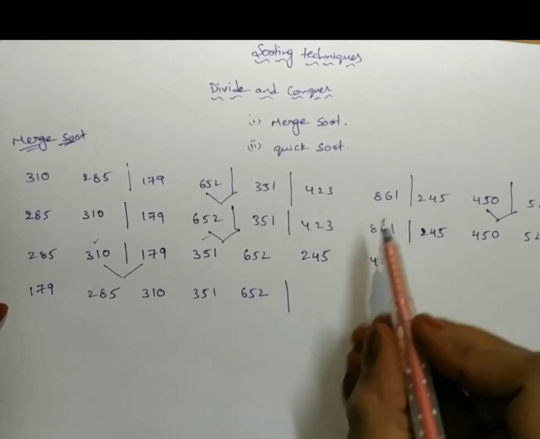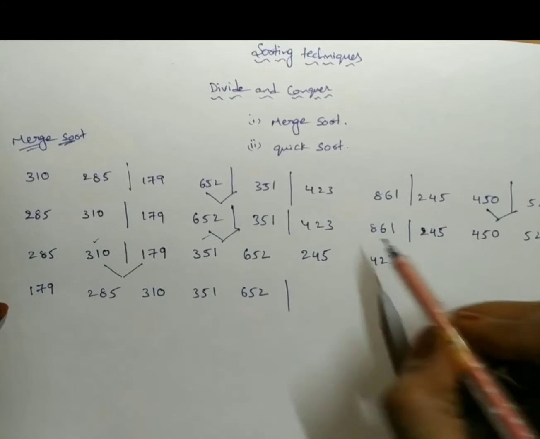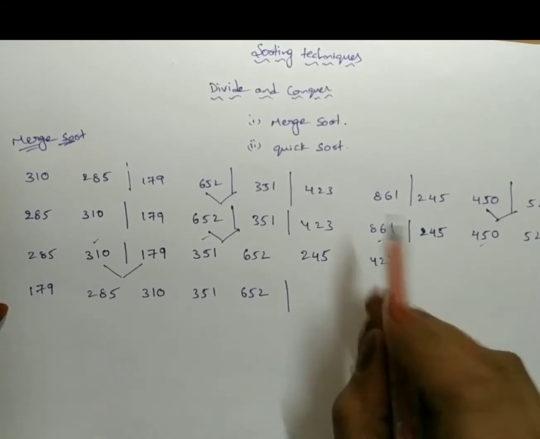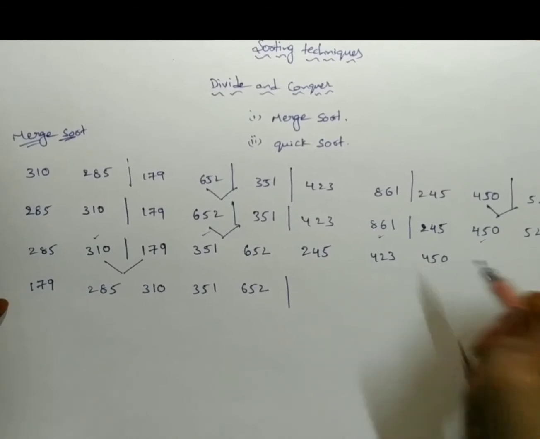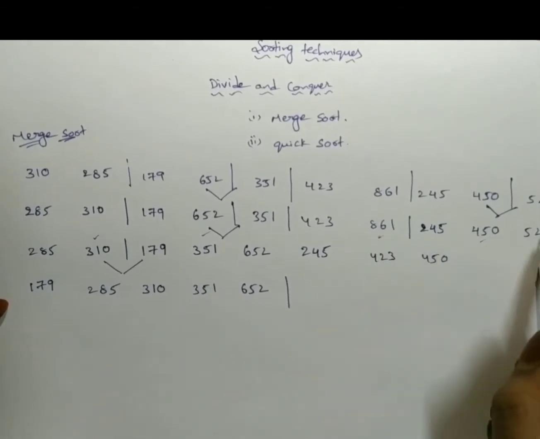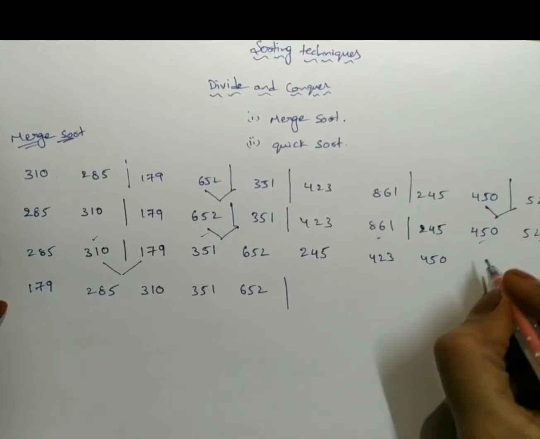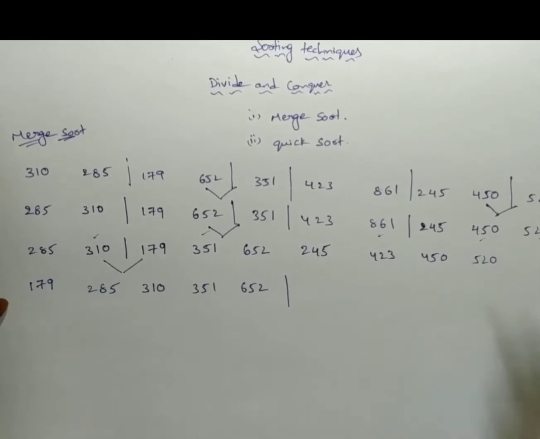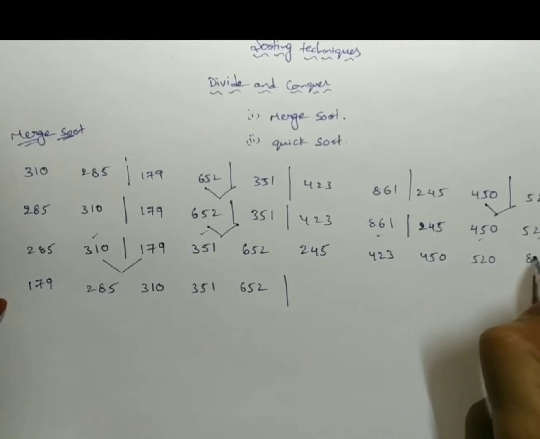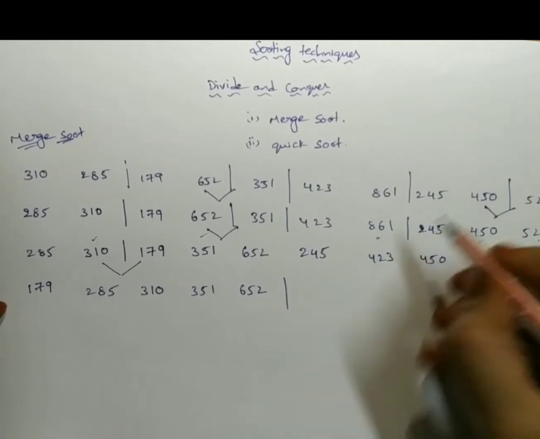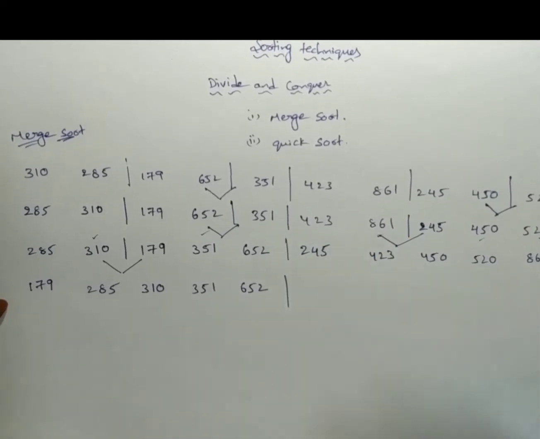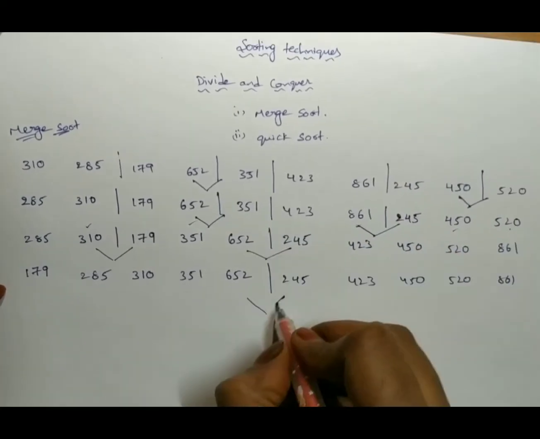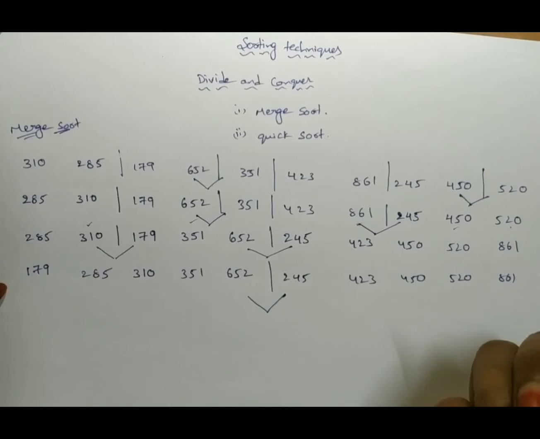Now I am comparing 861 with 450. 861 is greater than 450, so the next element to be placed is 450. 861 will be compared with 520. 861 is greater than 520, so the next element to be placed is 520, and the remaining element is 861. By merging these two lists I have found this result. Now we merge these two lists to get the final result.